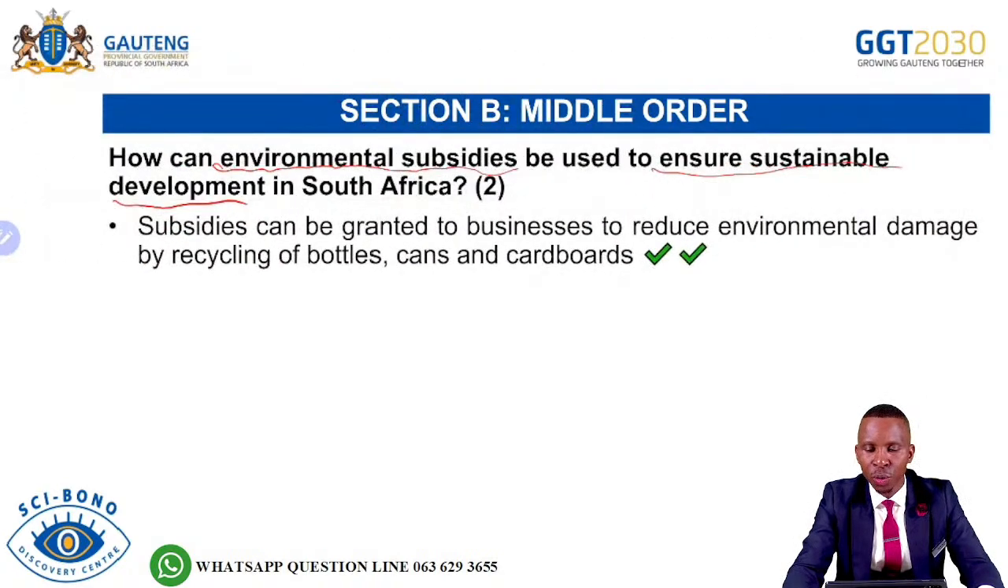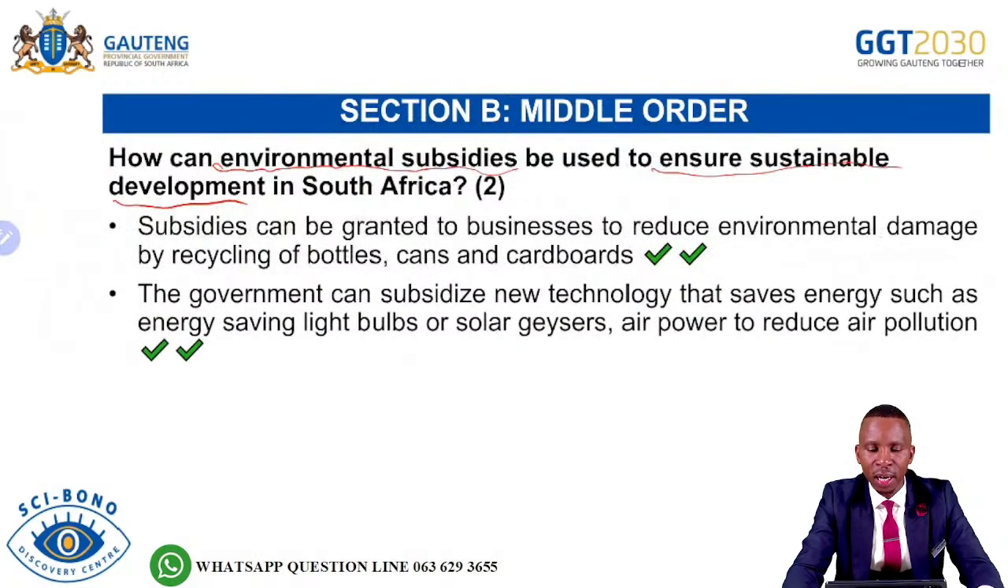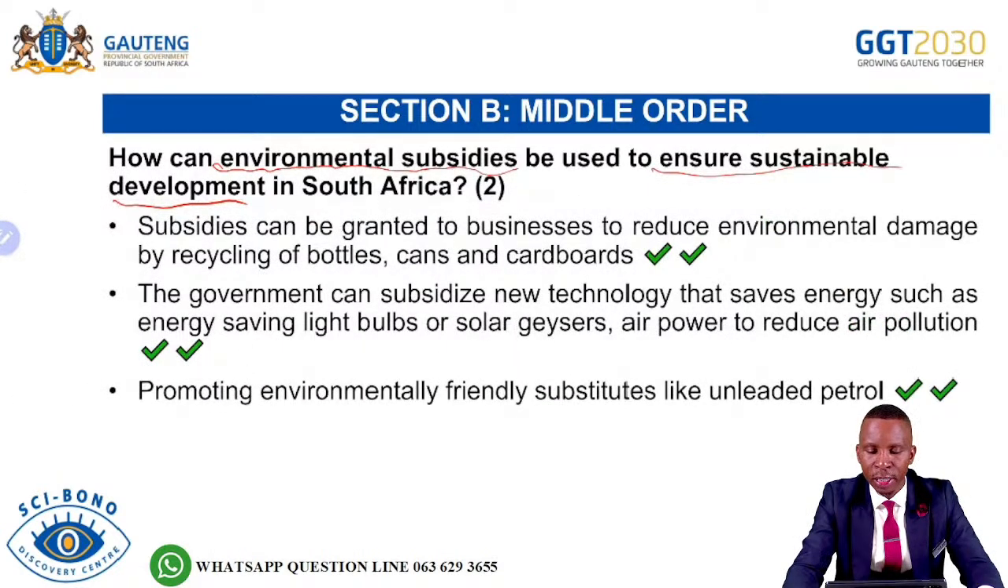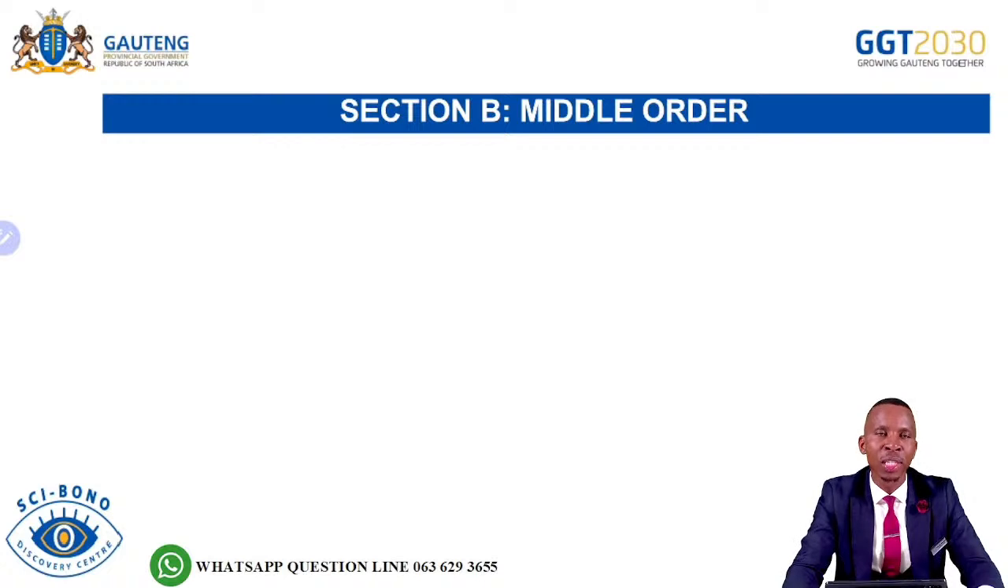Subsidies can be granted to businesses to reduce environmental damage by recycling boxes, cans, and cardboards. The government can subsidize new technology that saves energy, such as energy-saving light bulbs or solar geysers, to reduce air pollution. Promoting environmentally friendly substitutes like unleaded petrol. So if the government provides subsidies, those subsidies can help to reduce much of the emission within the economy, because the business will not be burning so many fossil fuels within the environment, which will save the environment.